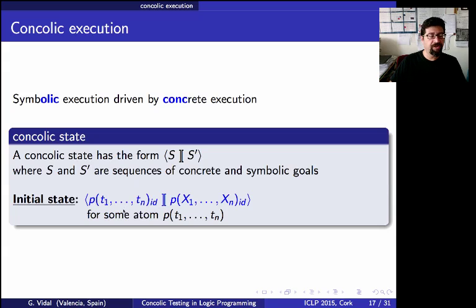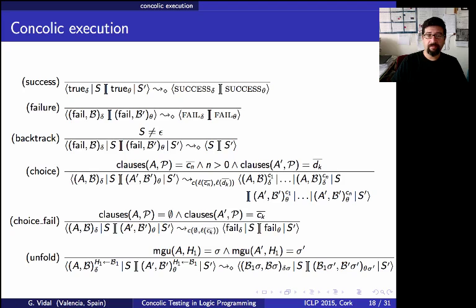So we have an initial goal which is provided by the user or randomly generated, and then we have a symbolic goal which has the same predicate but just fresh variables as arguments. Okay, and these are the rules of the concolic execution that I'm not going to explain. I just want to mention that the extension is actually not difficult. You can find the details in the paper, but I just want to mention a couple of details.